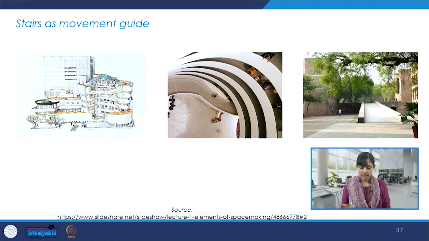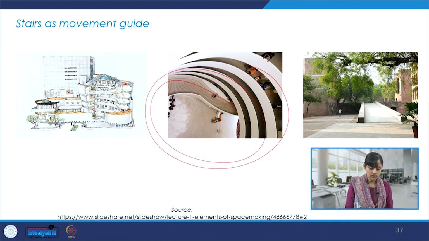As a movement guide, how we are navigating within the space over here. So here in this interesting project, how it becomes a part of the spiraling gallery, and something like this, also in the form of a ramp.